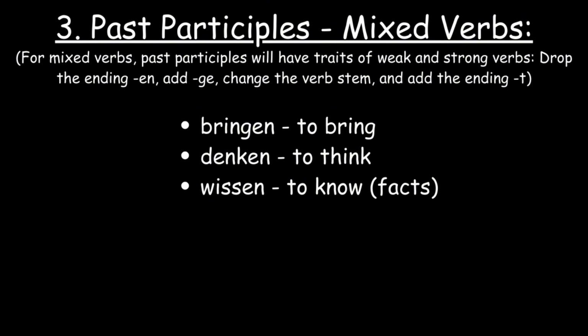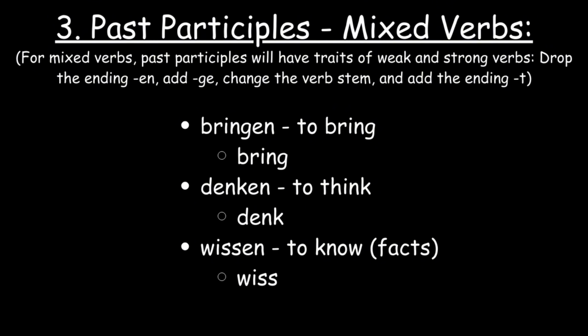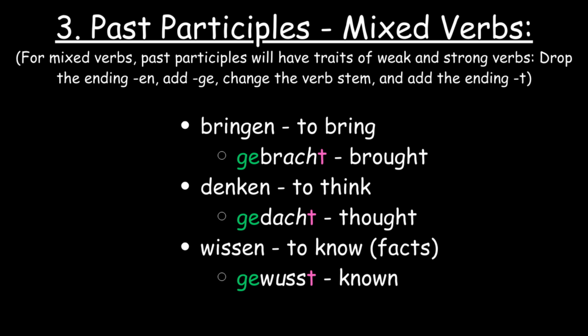The way we make past participles is by removing n, adding ge, changing the verb stems, and adding te. So, we get gebracht, gedacht, and gewusst.